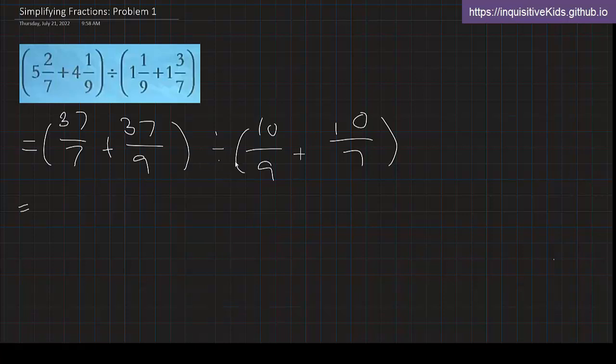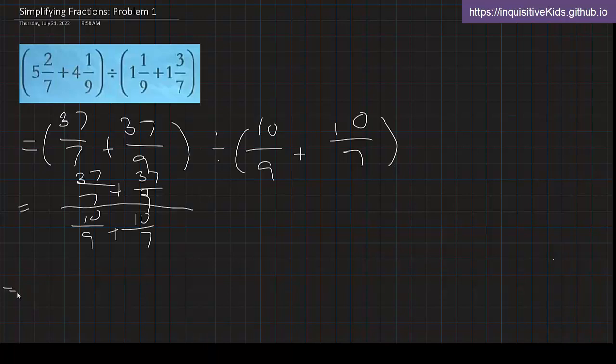So a lot of times when we're working with fractions especially, we want to turn this division sign into fraction form. So on the top we have the sum of 37 sevenths plus 37 ninths, divided by the sum of 10 ninths plus 10 sevenths.